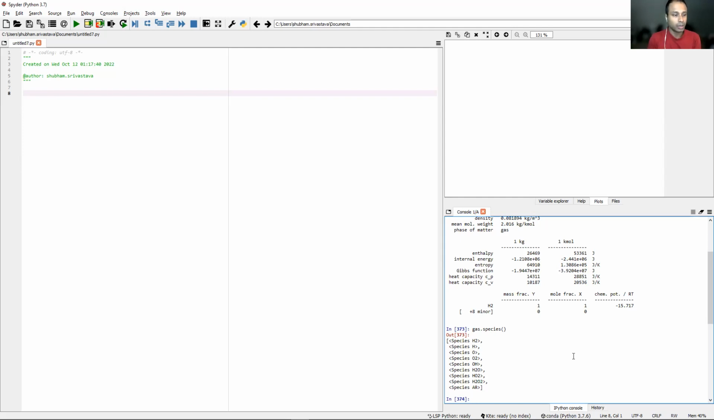Okay, so now let's go ahead and define the thermodynamic state of this phase. So that will be gas.TPX = 1000, comma, ct.one_atm, comma, H2 say 0.2, and anything else, like say O2 can be 0.3 or something. Cantera will anyways normalize this composition.